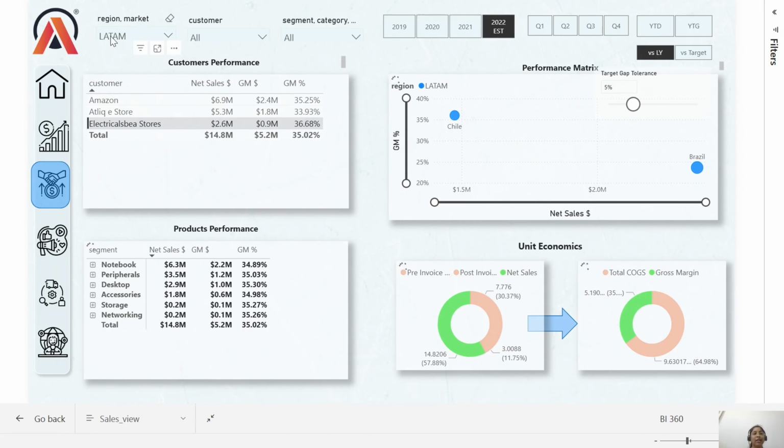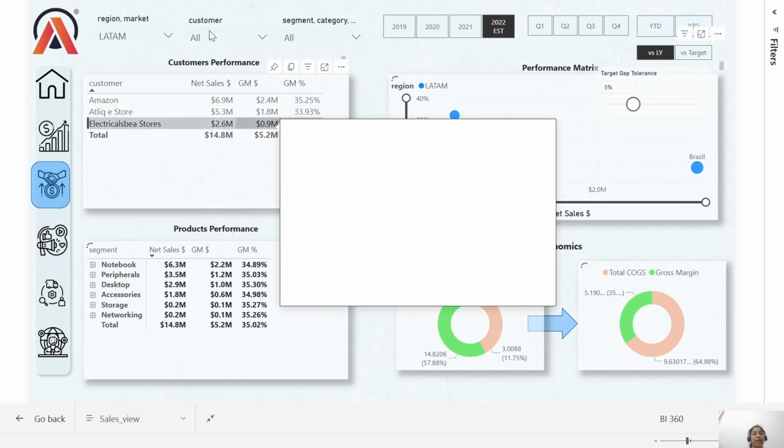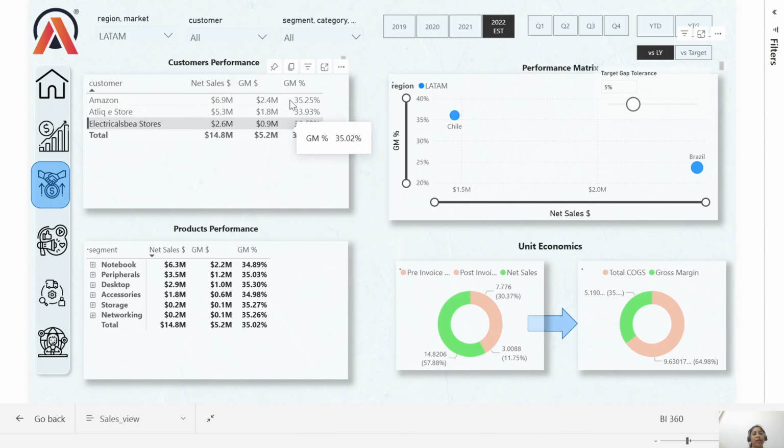So I'm selecting Latin America based on all the markets in 2020 EST, based on last year, to set the 5% target gap tolerance. Here in customer performance you can see total sales 14.8 million and profit is 5.2 million, and 35.0 percent profit percentage.